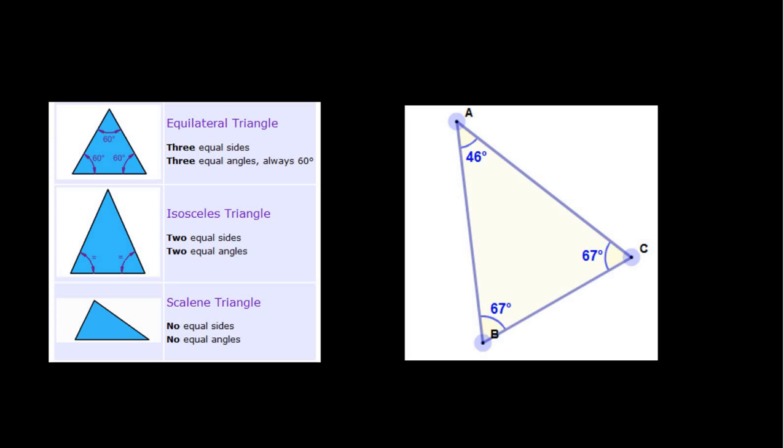Now let's look again, okay? An isosceles triangle has two equal sides, okay? And it has two equal angles. So if we were to label this as alpha, beta, and gamma, okay, both beta and gamma have the same angle of 67 degrees. So because it has the same angle on two vertices, this is an isosceles triangle.